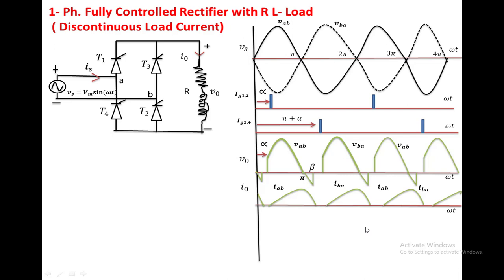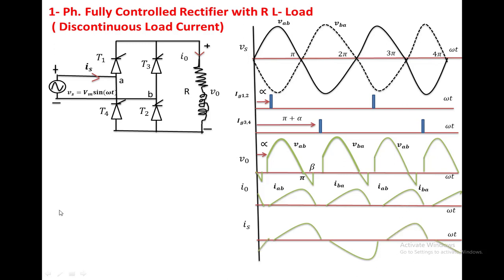If we draw the source current waveform, when T1, T2 is conducting, the source current is equal to the load current, that is positive. We take the same magnitude and same waveform here. When T3, T4 is conducting, in this interval, the source current is the load current but negative. So we draw the same waveform below the x-axis, this way. Again here T1, T2 is conducting, here negative.